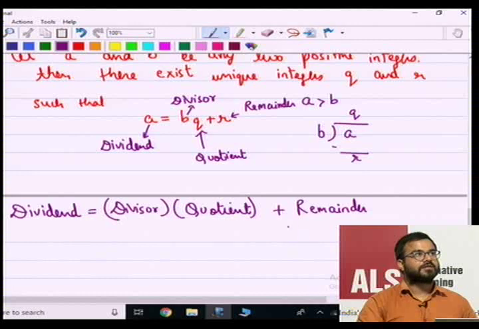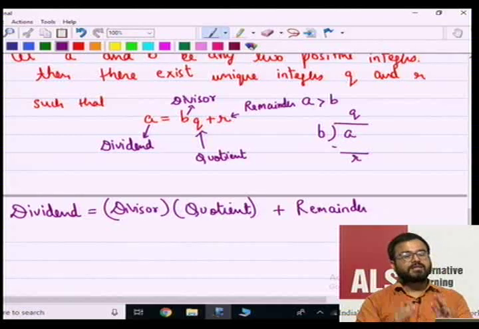Is it clear? So A and B have to be positive, they will not be negative. So this is called the Euclid division lemma. Now there must be some conditions on the remainder also.